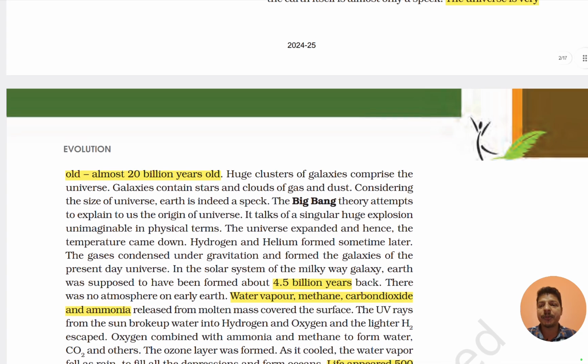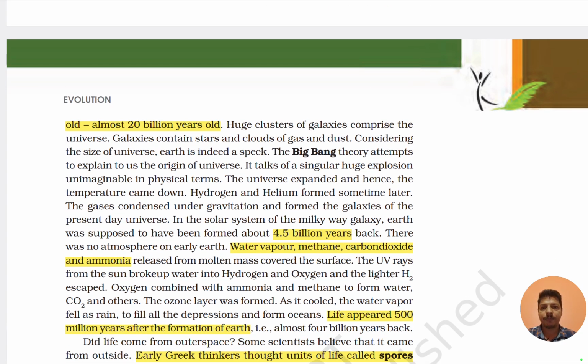The Big Bang theory attempted to explain to us the origin of universe. It talks of a singular huge explosion, unimaginable in physical terms. The universe expanded and hence the temperature came down. Hydrogen and helium formed sometime later. The gases condensed under gravitation and formed the galaxies of the present day universe. In the solar system of the Milky Way galaxy, Earth was supposed to have been formed about 4.5 billion years back. So the Milky Way, remember, there was no atmosphere on early Earth.